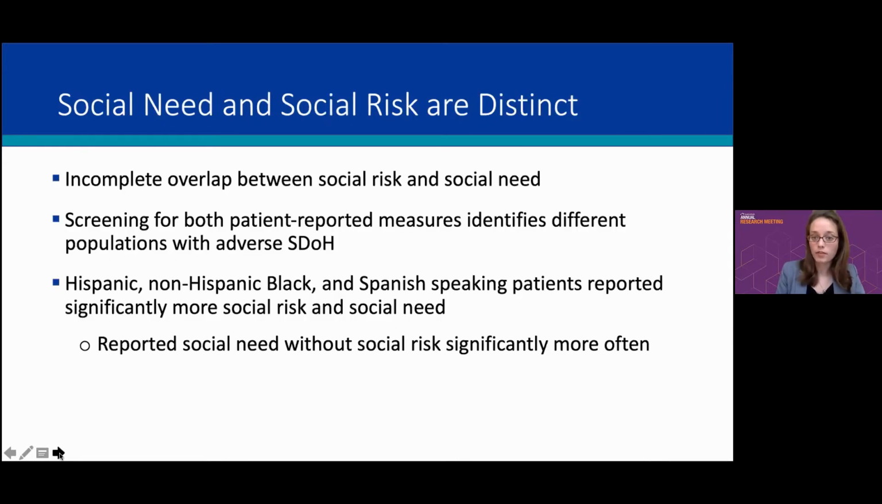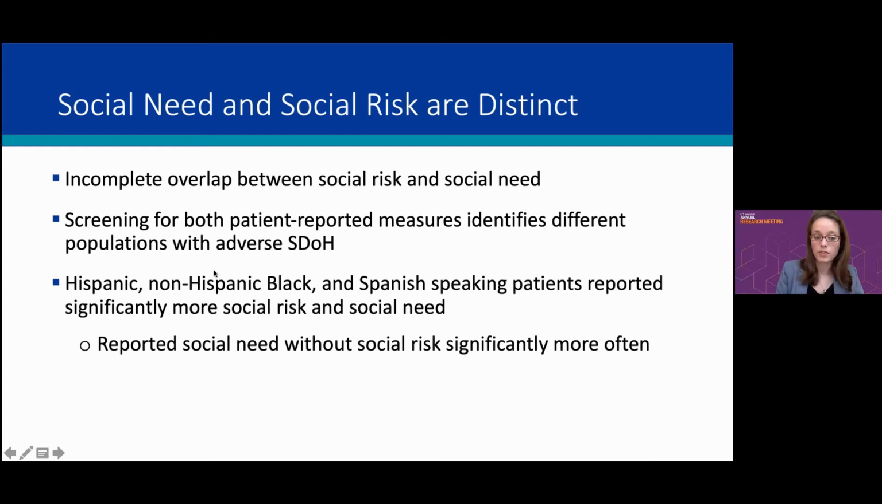So the most important finding coming out of this for us was seeing that social need and social risk are really distinct. And although there is an overlap between these factors, it's not a complete overlap. And that screening for both types of patient-reported measures identifies different populations of patients with adverse SDOH.